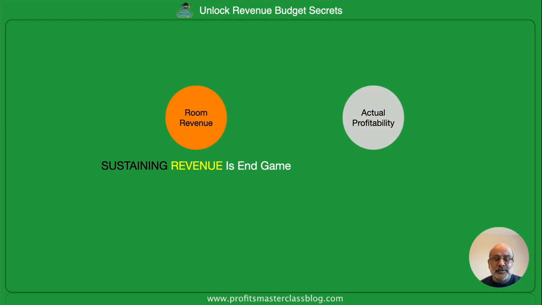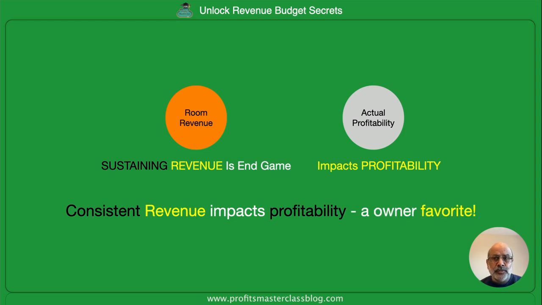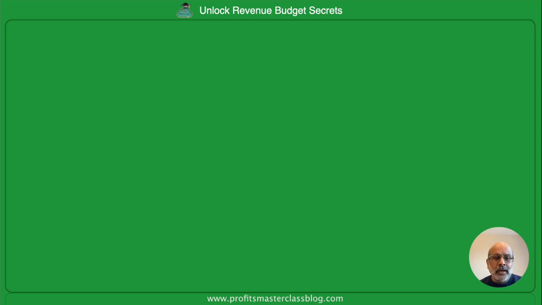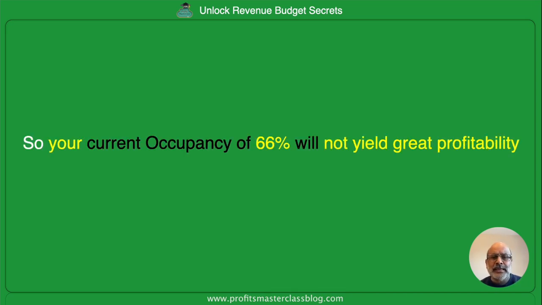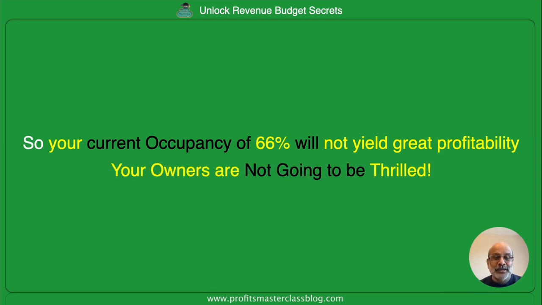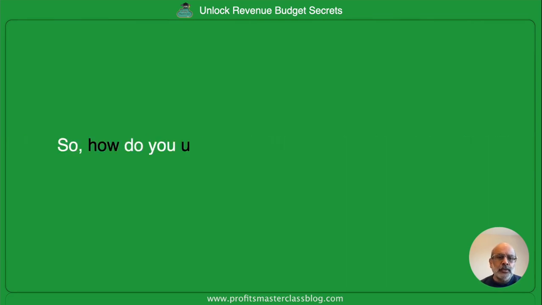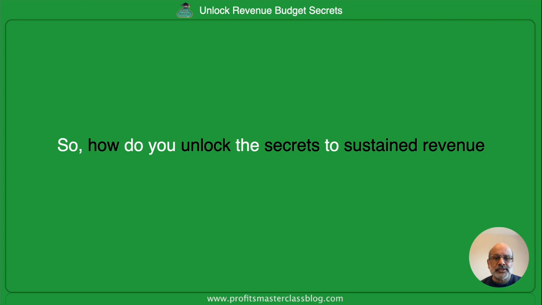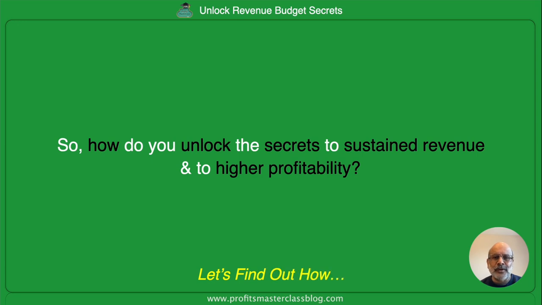And what else? Well, sustaining revenue as an end game will ensure that it impacts profitability. And consistent revenue impacts profitability in a positive way, apart from the fact that it's the owner favorite. So, your current 66% occupancy rate is not going to yield great profitability. Your owners are not going to be very thrilled, and you don't want to be in that situation, right? So, how do you unlock the secrets to not just sustain revenue but higher profitability? Let's find out how.